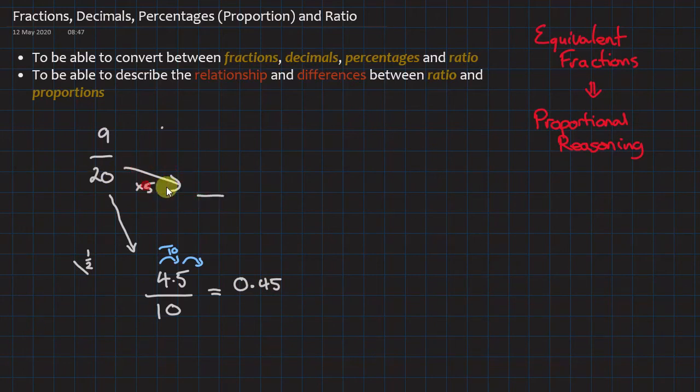That's one way. Some of you might say, well, I can change the 20 into 100. Well, I'm going to multiply by 5, top and bottom. So 5 times 9 is 45. Dividing by 100, same as we did below. Decimal point is here. Each digit moves 2 places to make it smaller. That's dividing by 100. I've got 0.45. Good, they're the same.